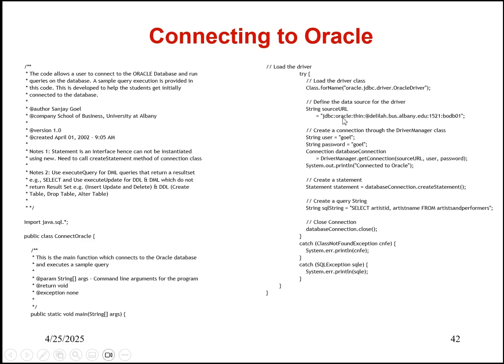jdbc:oracle:thin. Okay, that is, you are using the thin driver of Oracle, and here the first part is the domain name of your database, that is, the system where your database is located, and next is the port number 1521, and this is your database name, BOB01 is the database name. Similarly, we need to add the username and password also, so that only then can we enter into the database and execute the different types of statements. So we'll give the username and password.